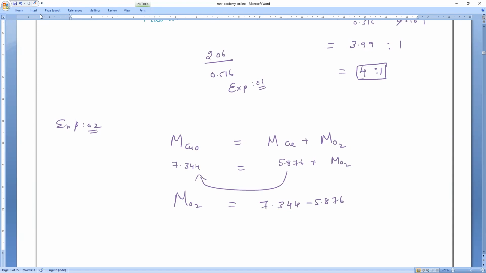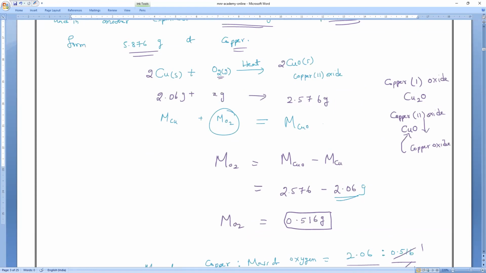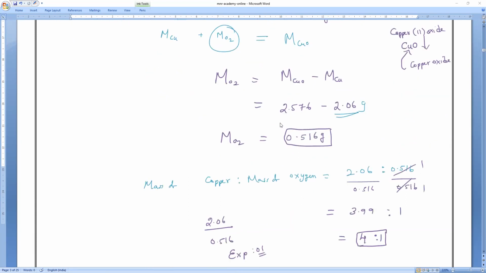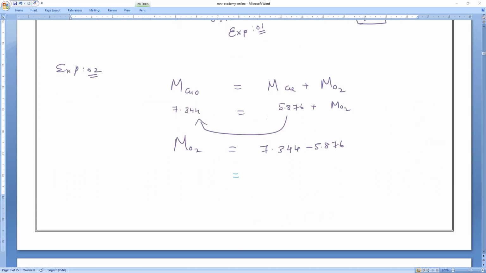Sir, I have a doubt. Why are you taking this equation again, sir? They are saying that copper oxide reduced to form. Yes. Copper oxide reduced means, suppose if you want to form the copper oxide, you need copper and oxygen. Then, if you take the reverse reaction, it won't give you anything else; again copper and oxygen will come. Do you understand what I'm saying? Clear? Okay. Then what is the answer?